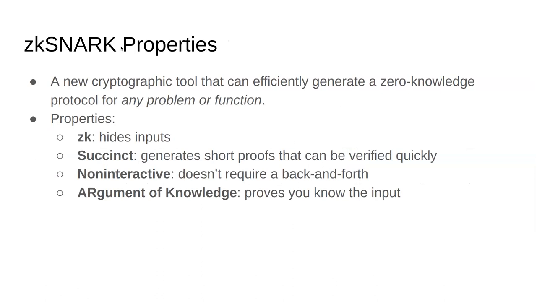So we have ZK SNARK properties. A new cryptographic tool that can efficiently generate zero knowledge protocols for any problem or function, that is a ZK SNARK, right? And the properties, just like we said initially: zero knowledge, as it hides the input; succinct, as the proofs generated are short and easy to verify, just like how we saw in the Merkle tree example. And non-interactive simply means that there is no interaction between the prover and the verifier. It's also an argument of knowledge, which basically proves that you actually know the input. The proof you provide proves that you actually know the inputs to the function.